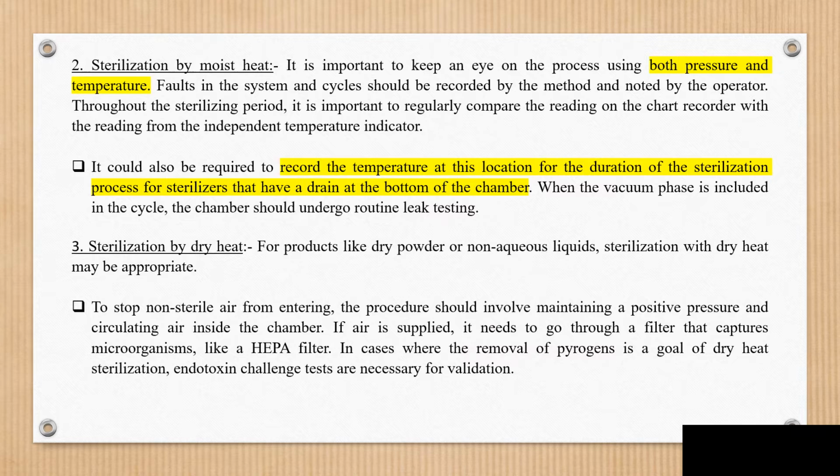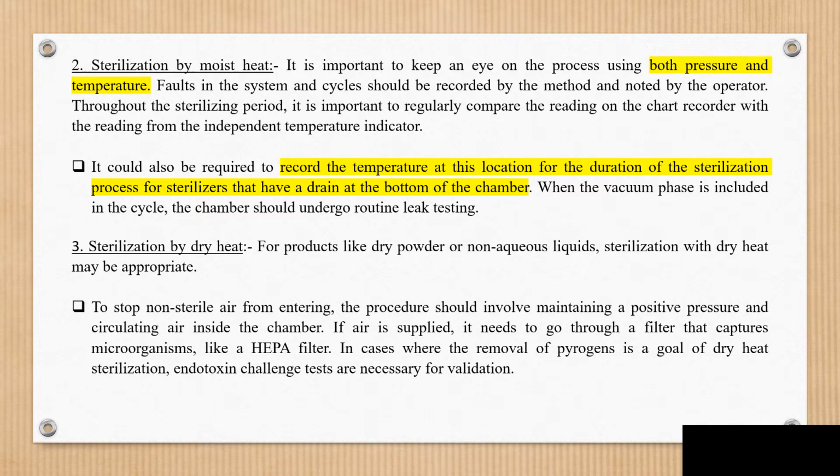Now we come on to sterilization by moist heat, in which both temperature and pressure variables are noted down, and the temperature has to be recorded at this particular location for the duration of the sterilization process for sterilizers at the bottom of the chamber, so that there are no fluctuations in the temperature because of the presence of moisture.